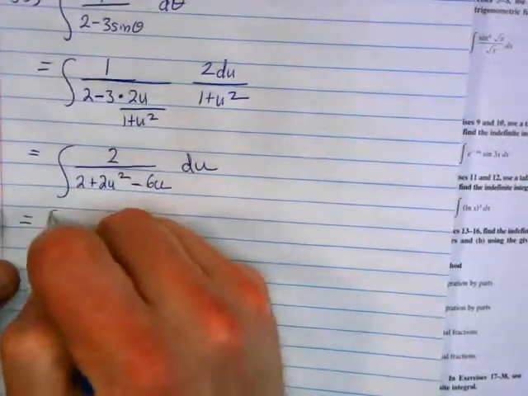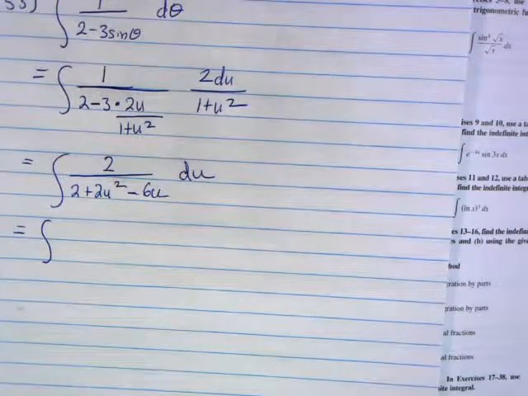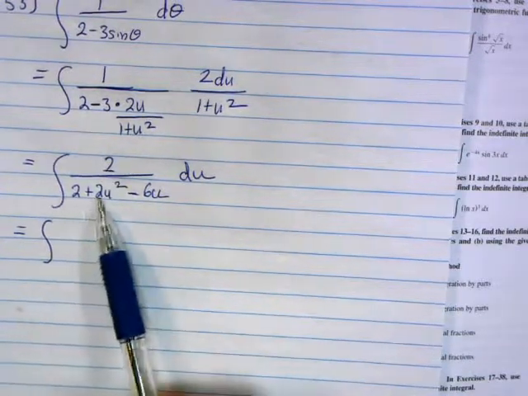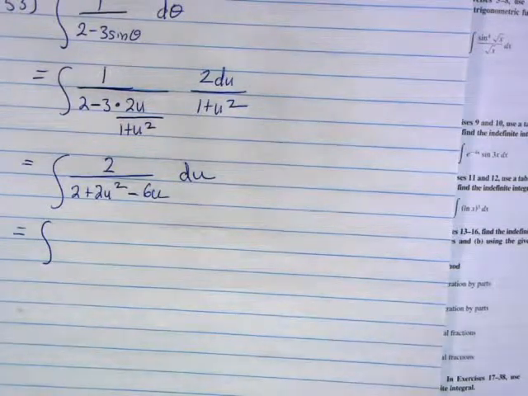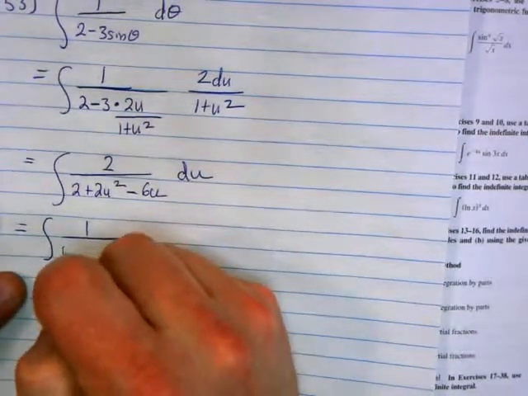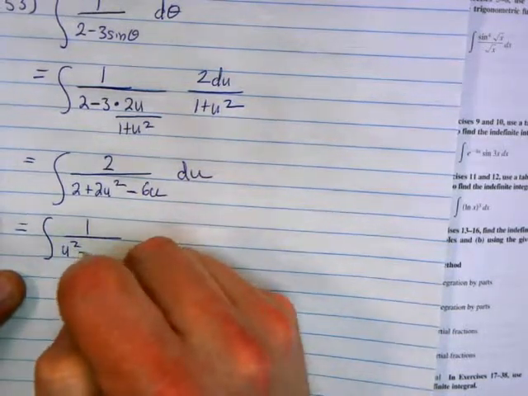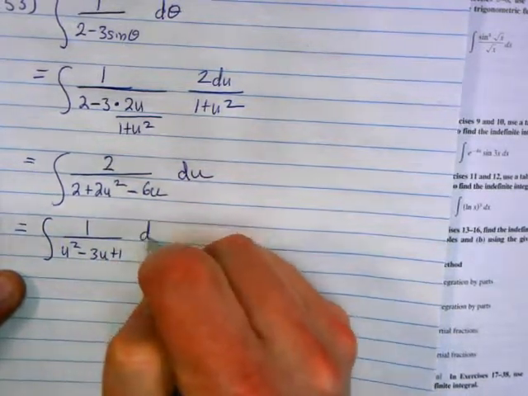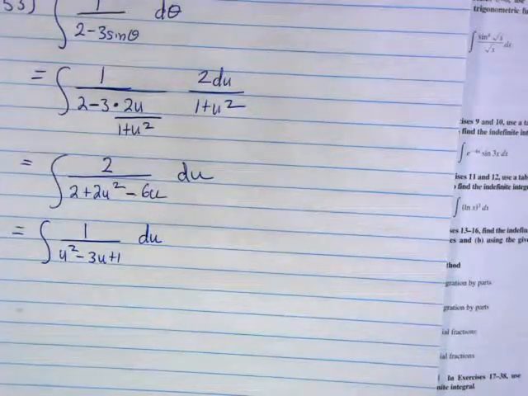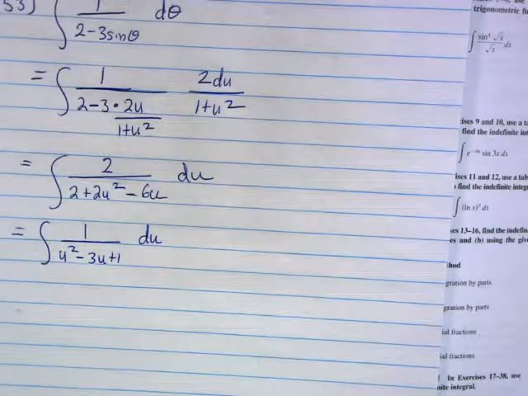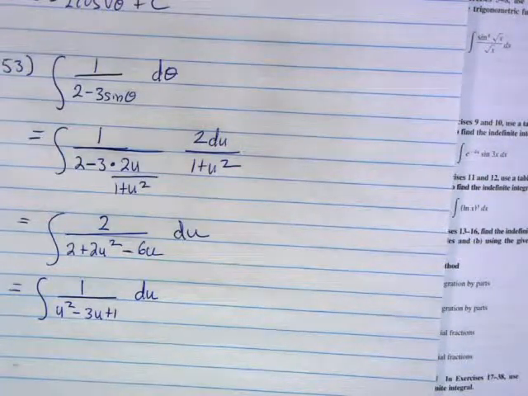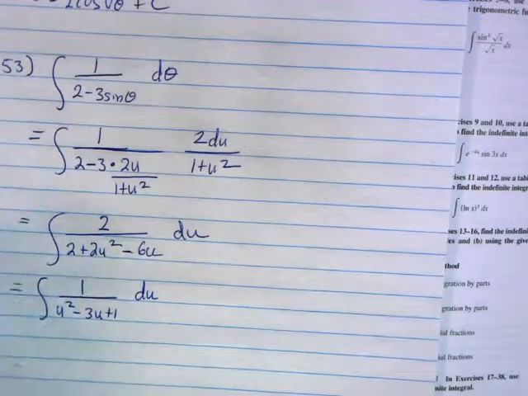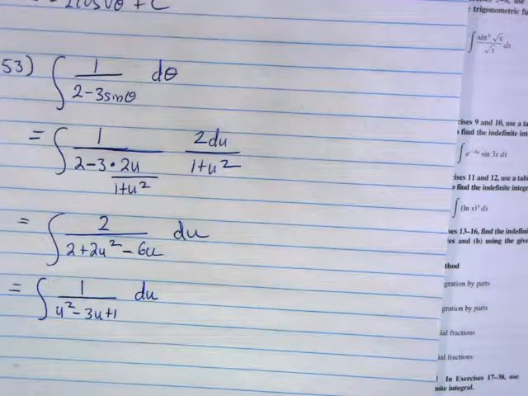All right, I'm going to rewrite that. I'm going to do two things. First off, I notice that everything can be divided by 2, so I'm going to divide everything by 2, and then I'm going to put things in order. That's the integral of 1 over u squared minus 3u plus 1 du. All right, so there's the idea behind that substitution. We do that substitution to get rid of the sine and cosine, and we end up with a rational function. We know how to integrate rational functions, for the most part. How do you integrate that? By completing the square.